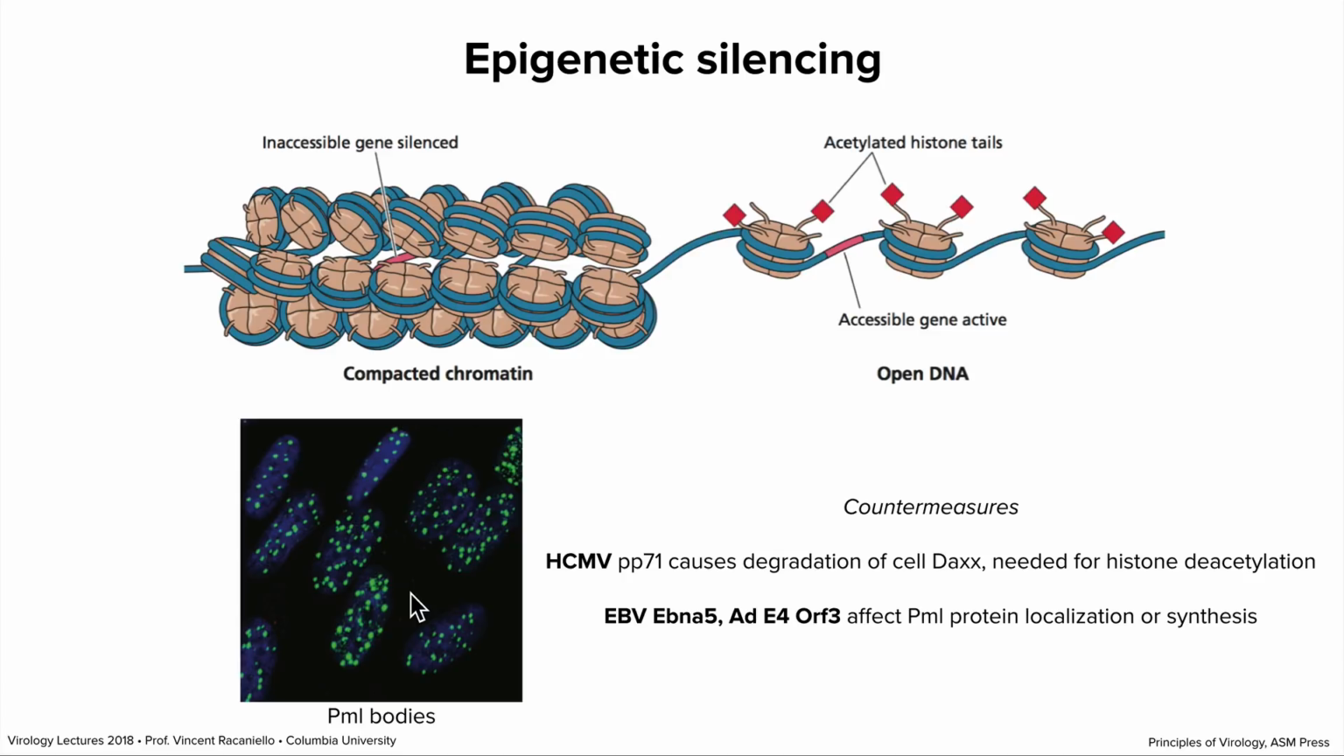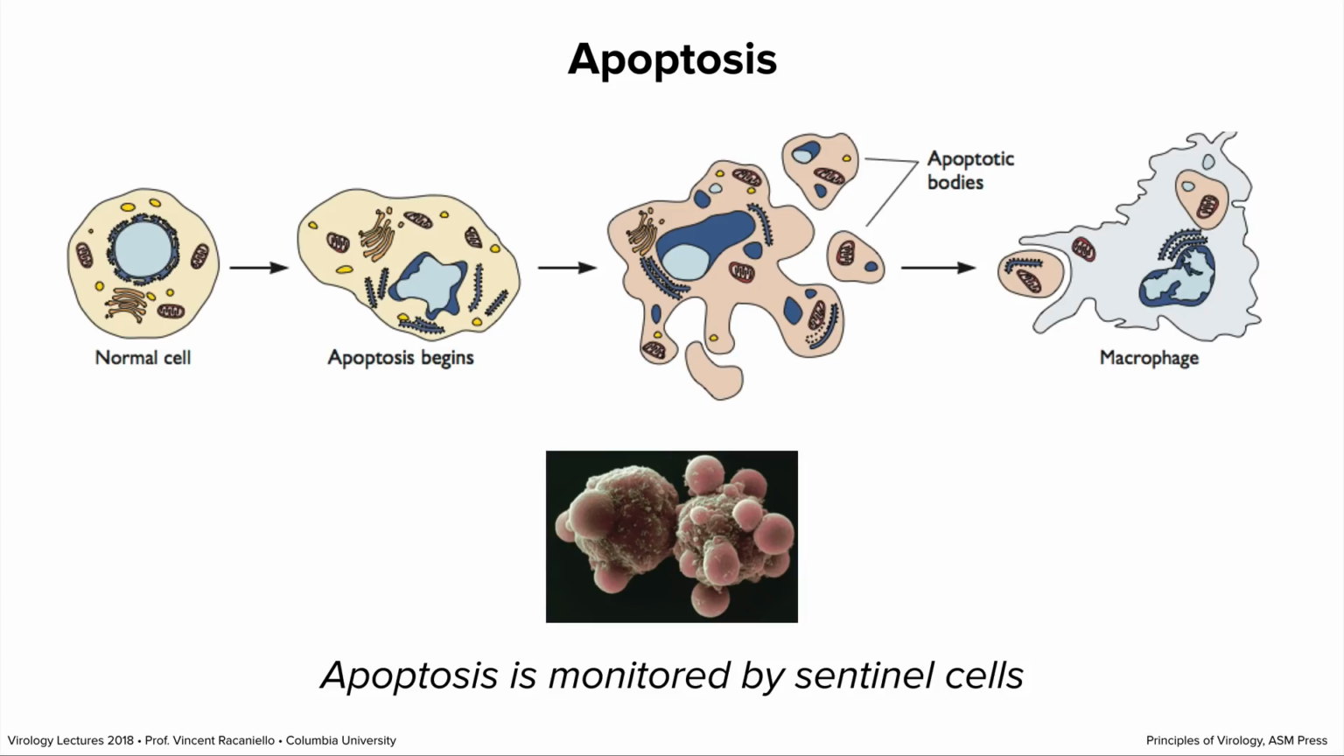Another form of intrinsic defense. There are many others. One more is called apoptosis, programmed cell death, of course. Cells respond to stress in a variety of ways. One is that they kill themselves, suicide, programmed cell death. Here's a normal cell. If it's stressed, there are many ways that stress comes about. And one of them, of course, is virus infection.